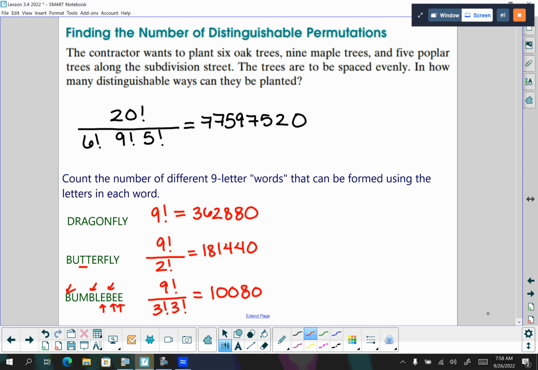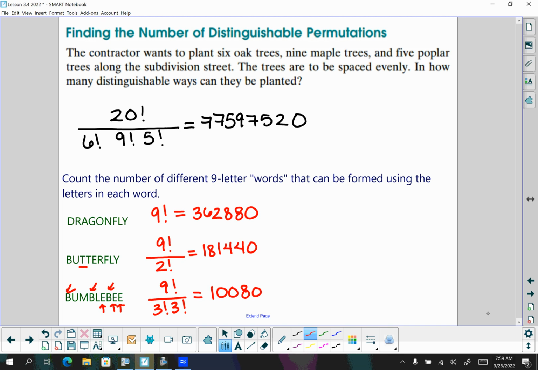All right, let's check them. So in the first one, nothing repeats. So just 9 factorial. I have 9 things to arrange in order. For the middle one, just the t's repeat. So divided by 2 factorial. For the bottom one, I have 3 b's and 3 e's. And then you can put all the 1s at the bottom too if you want to, but dividing by 1 isn't going to change anything, so I usually don't write those.